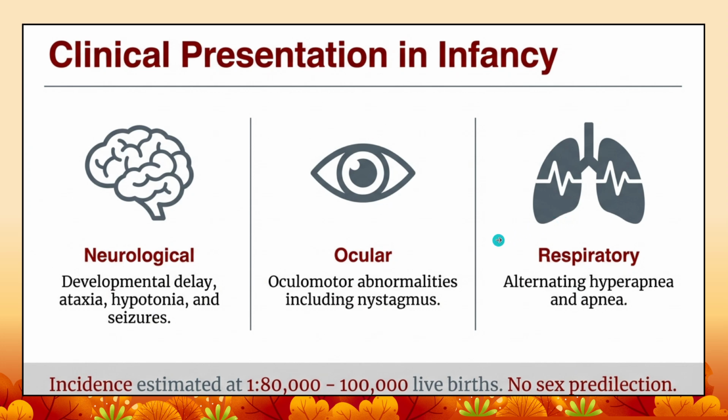Coming to clinical presentation of Joubert syndrome in infancy, there will be neurological features, ocular features and respiratory abnormalities. Neurological features include developmental delay, ataxia, hypotonia and seizures. Ocular abnormalities like nystagmus, and abnormal respiratory pattern like alternating hyperpnea and apnea. The incidence of Joubert syndrome is very rare, that is 1 in 80,000 to 1 in 1 lakh live births. There is no sex predilection.